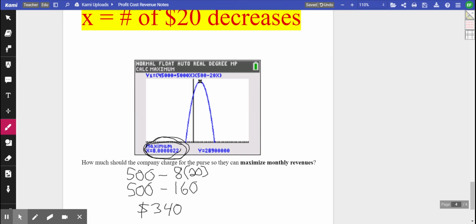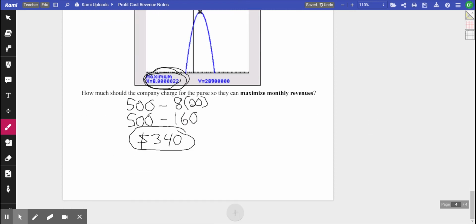So how much should the company charge for the purses to maximize their revenue? If they can charge $340, that's going to be their sweet spot. They're going to be able to maximize their revenue. I think that's 2.8 million, if I'm looking at the number of zeros right, dollars in revenue per month, right? So hopefully that was a little bit better.